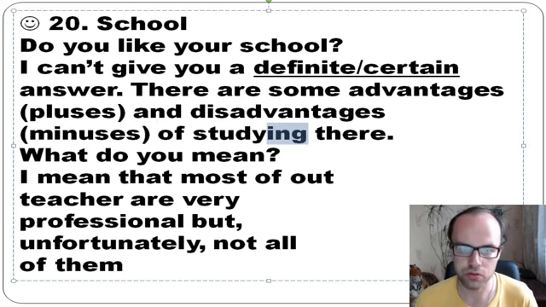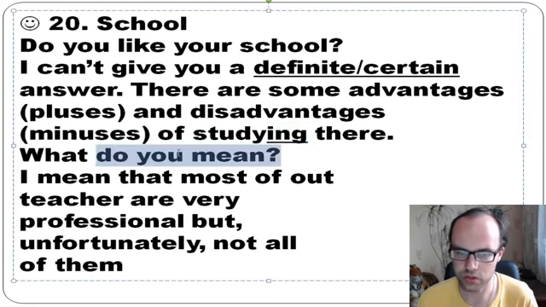You know that we have a rule that if there is a verb after a preposition, of is a preposition but not to, we need to use ing, of studying there. We talked about it. Okay, I'm tired of it. I'm tired of doing it. So if you have another preposition, not to, you use verb plus ing. So there are some advantages and disadvantages of studying there. What do you mean? Very nice phrase. What do you mean?